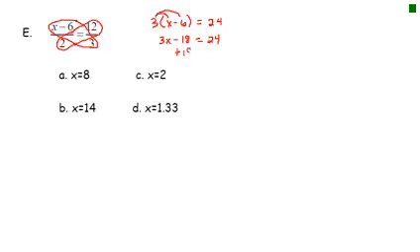Add 18 to both sides, and you get 3x equals 42. Divide both sides by 3, and x equals 14. So our answer for letter E is B.